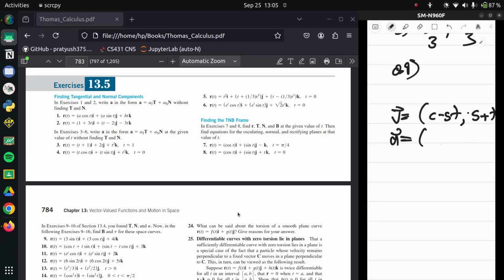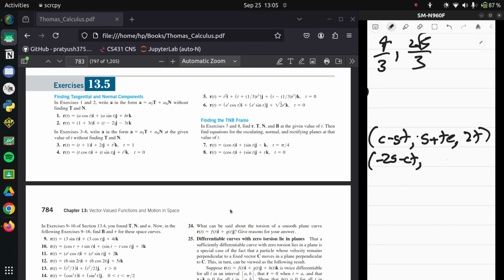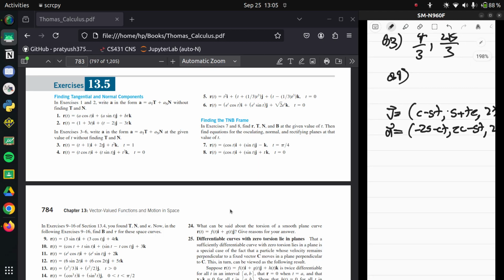Then the acceleration vector is just like minus sin t and then just keep going. Minus sin t minus, so just minus 2 sin t minus t cos t. Then 2 cos t minus t sin t and then 2. That's the acceleration vector. Okay, so now you just need v cross a.